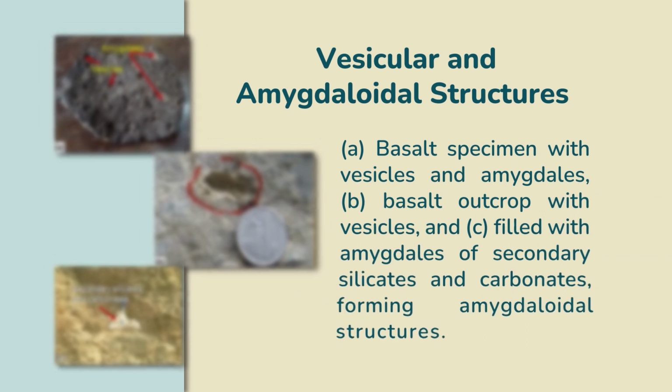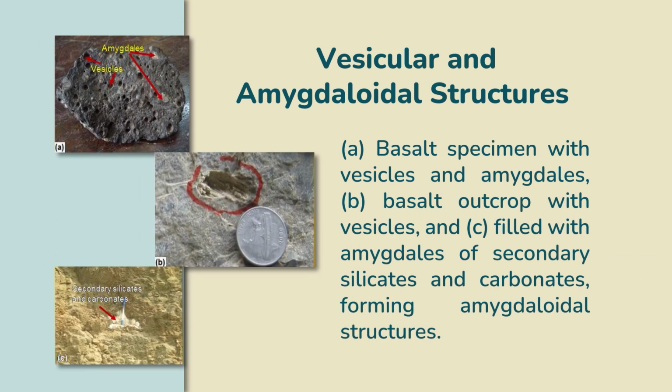Here is the picture of a vesicular and amygdaloidal structure. Here on the left hand side of the photograph, you have open space vesicles, and these vesicles are filled up by secondary silicates and carbonates. Their vesicles are filled up and they are amygdales. This is a vesicle filled with amygdales. Here the entire vesicle is filled up by secondary silicates and carbonates.